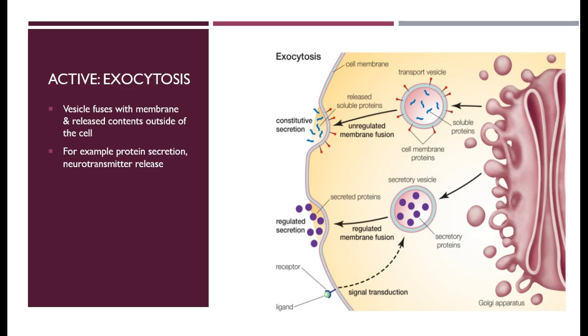Exocytosis is a form of active transport and bulk transport in which a cell transports molecules, for example neurotransmitters and proteins, out of the cell by expelling them through an energy-dependent process.